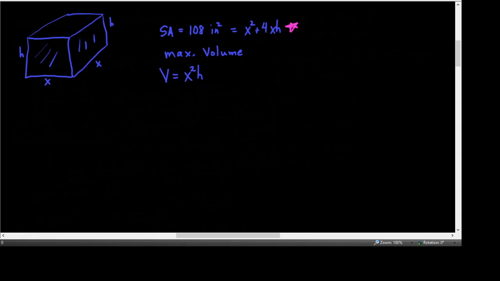So, looking at this equation, would you rather solve it for x, notice there are x's in two places, or solve it for h? Notice there's only one h. Well, I'm hoping you're thinking solve for h, and that's what I'm going to do. So to solve for h, I'm going to subtract x squared from both sides to get this going, and then divide both sides by 4x.